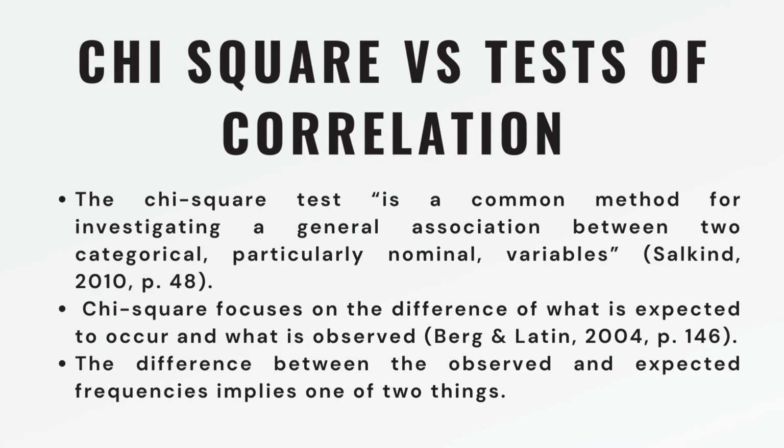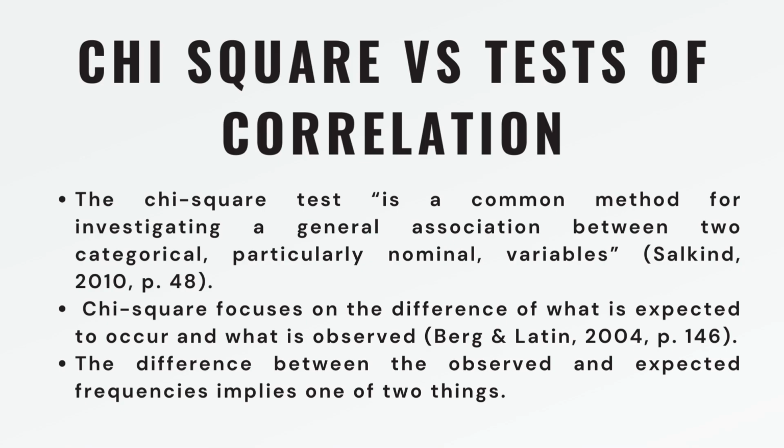Chi-square focuses on the difference between what is expected to occur and what is observed, and primarily tests the null hypothesis, which states that there is no relationship between the two nominal variables. The difference between the observed and expected frequencies implies one of two things. Either the difference is truly due to chance and there is no relationship between the two variables, or the values are so different that it cannot be said that the difference is due to chance, and so there is a relationship between the two variables, rejecting the null hypothesis in the process.